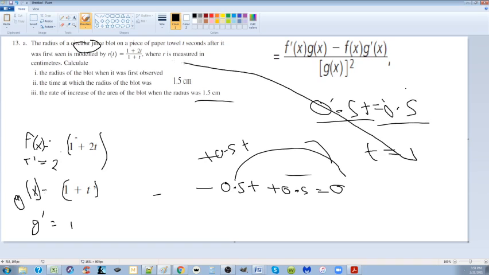So that means at 1 second, the radius was 1.5. And to confirm that, you put in 1 here. You get 1 plus 2, 3. You put in 1 here, 1 plus 1, 2. And that becomes 1.5. So that's how you confirm it.